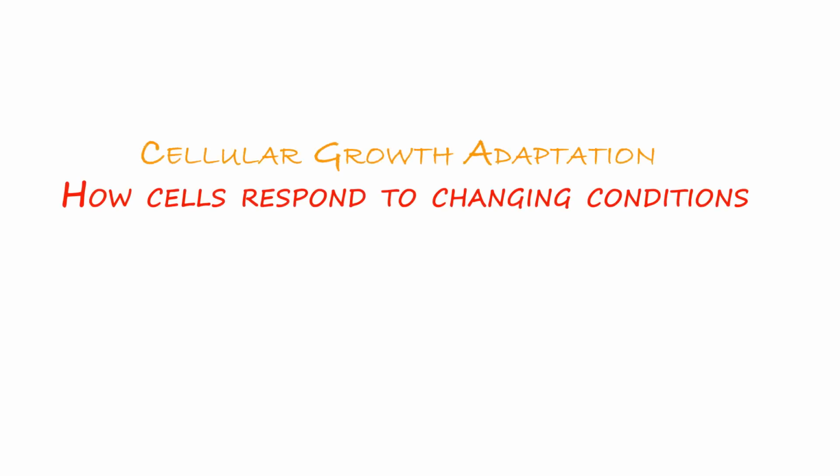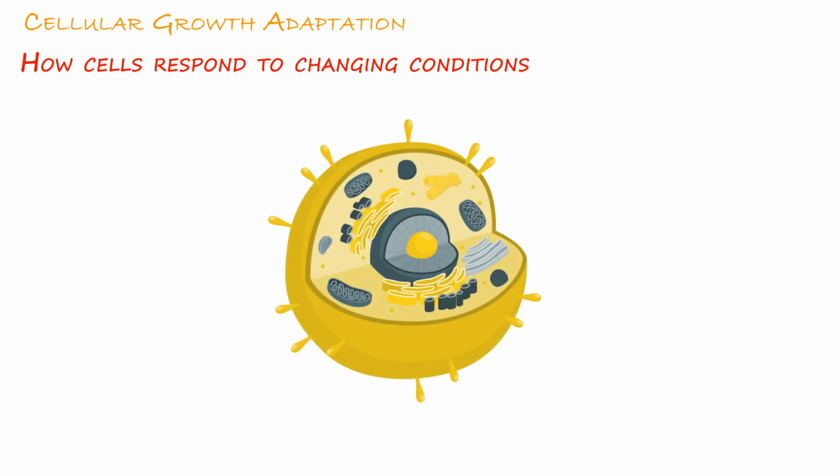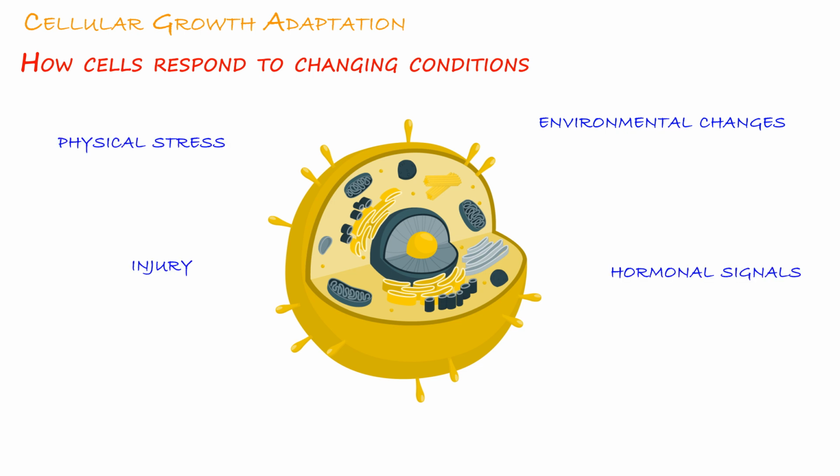Cellular growth adaptations, how cells respond to changing conditions. Cellular adaptations are structural and functional changes that cells undergo in response to various stimuli, including environmental changes, hormonal signals, physical stress, injury, and disease. Understanding these cellular adaptations is crucial in pathology and medicine, as they help explain how tissues respond to different conditions.